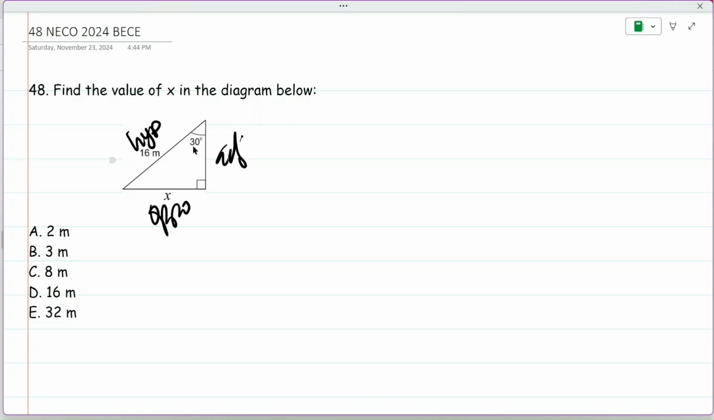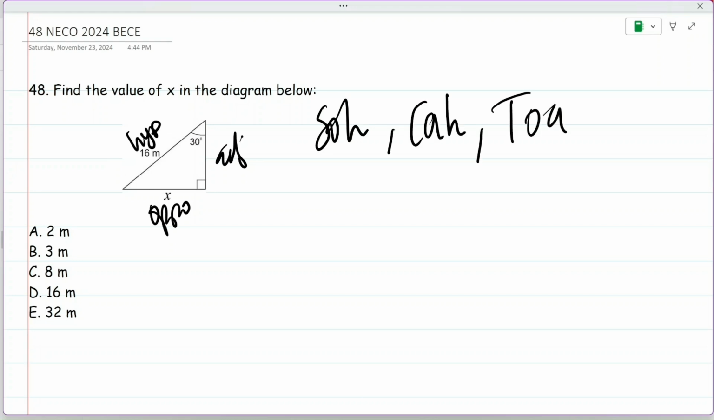In this case, where we have an angle and a side and we're asked to find a side, we use SOHCAHTOA instead of the Pythagoras Theorem. So we have our SOH, S-O-H, CAH, C-A-H, and TOA, T-O-A. Which of these are we going to apply? Now looking at the question, we are asked to find the opposite. We have the hypotenuse and we have the angle.